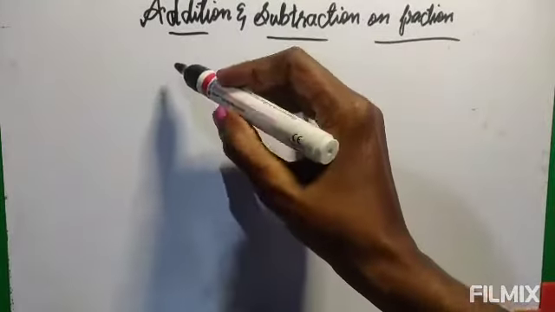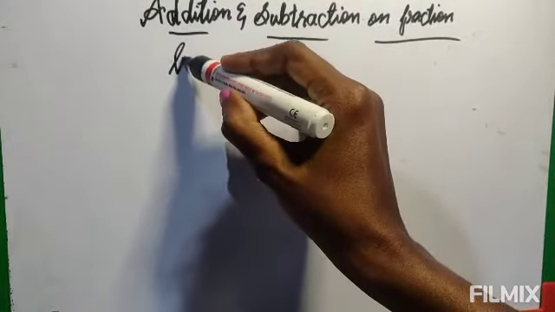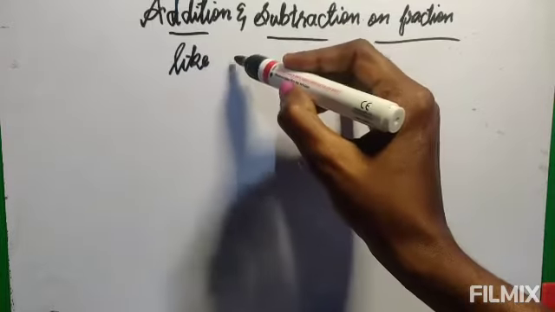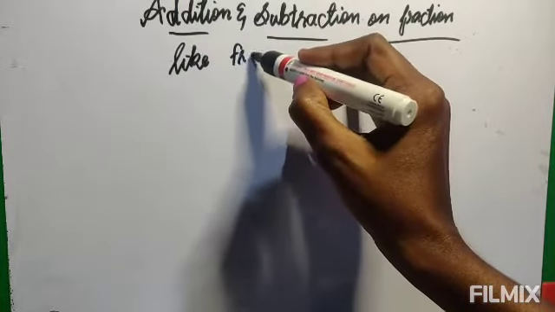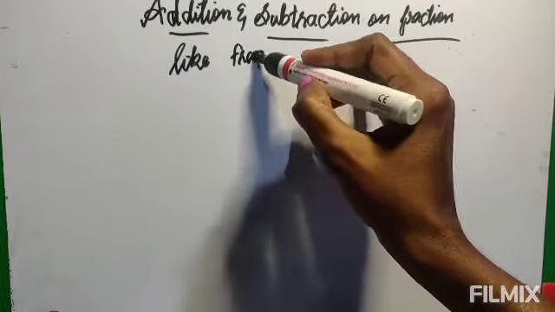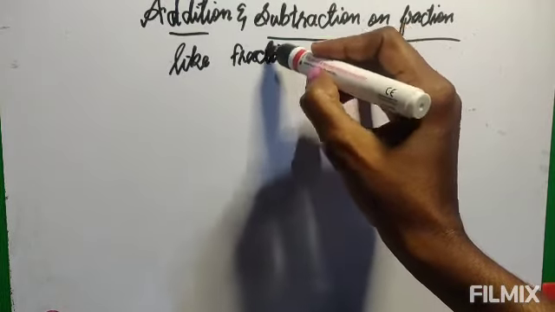First we will learn addition and subtraction on like fractions. So you know what is a like fraction? Like fractions are fractions which have the same denominator. They are called like fractions.